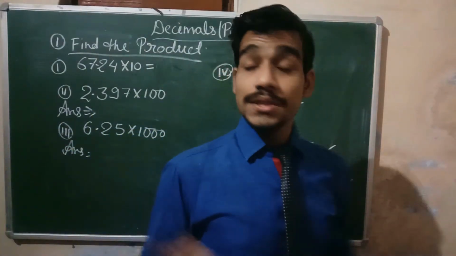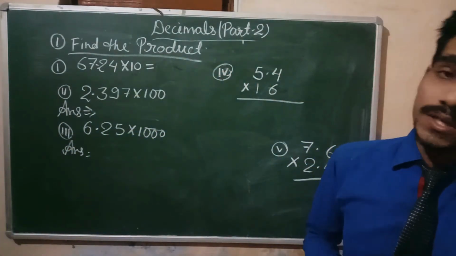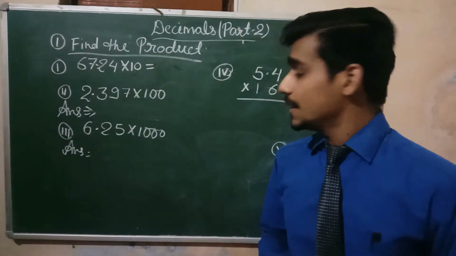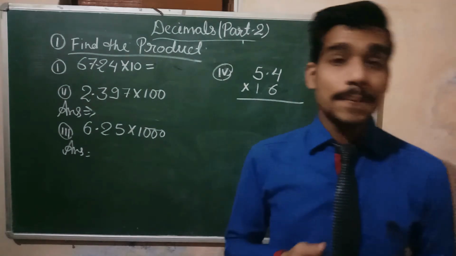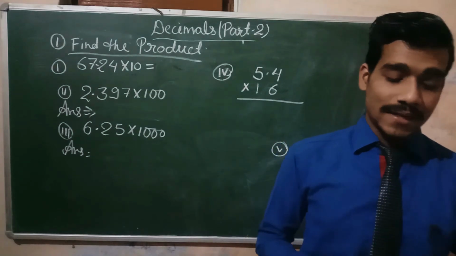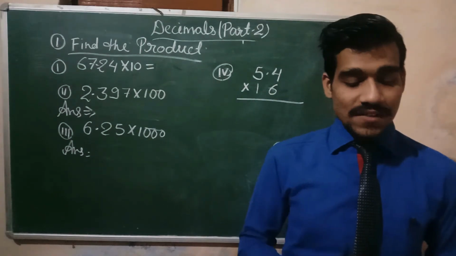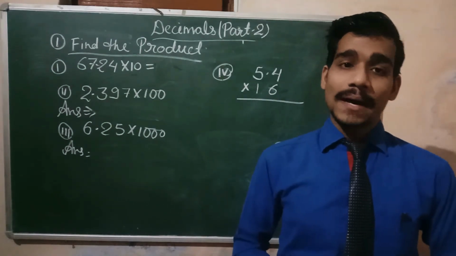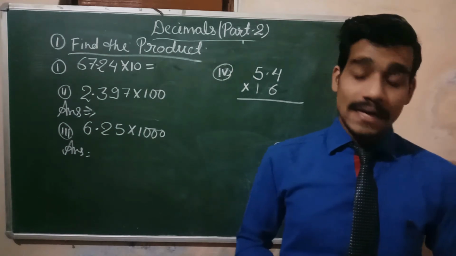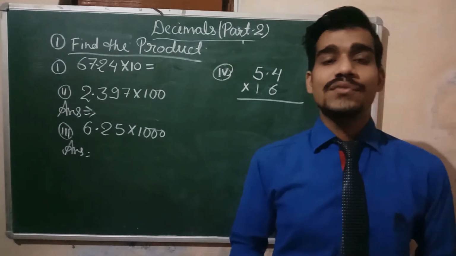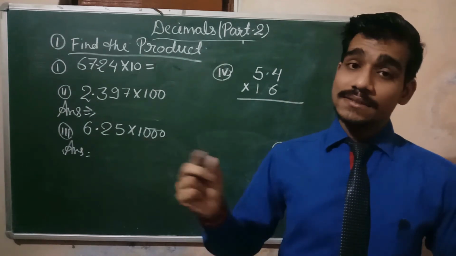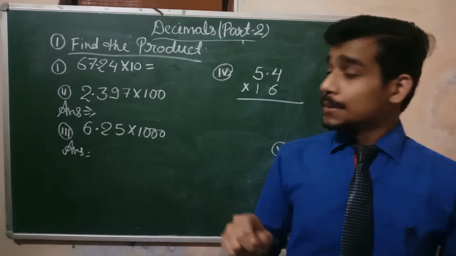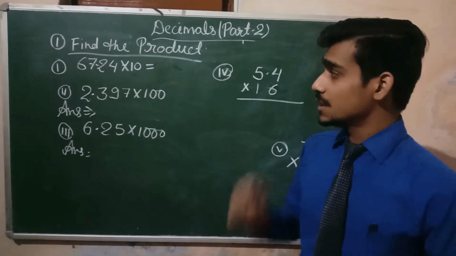Student, see this question. Find the product. Clear? 10, 100, 1,000. Here is some rule related to this question. First rule: when you multiply a decimal by 10, the decimal point is shifted to the right side by 1 place, and similarly for 100 it is shifted 2 places, and the third is 1,000. That's why 3 places. Clear?